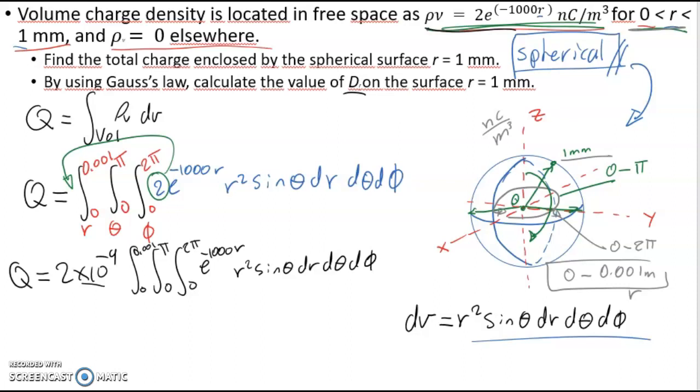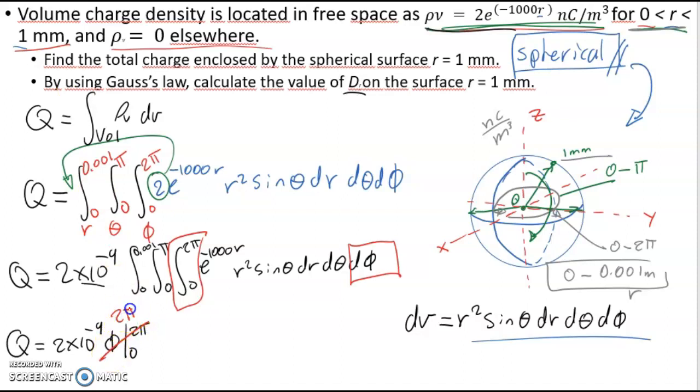Now, the easiest way to start integrating, we start with the phi. We don't have any phi variable. So we integrate phi from 0 to 2 pi. That's going to deliver phi evaluated from 0 to 2 pi. So Q equals 2 times 10 at minus 9 phi evaluated from 0 to 2 pi. This is going to deliver 2 pi. And the integrations 0 to 0.001, 0 to pi, e at minus 1000 radius, r squared, sine of theta, dr, d theta.